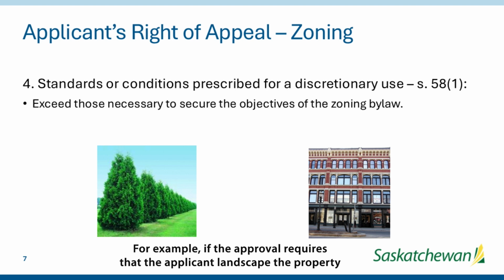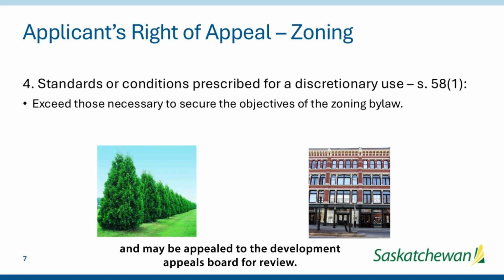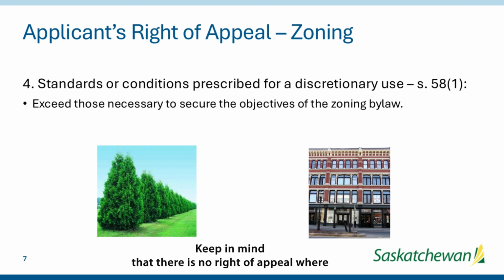For example, if the approval requires that the applicant landscape the property a certain way or meet architectural requirements not outlined in the zoning bylaw, that may be considered excessive and may be appealed to the Development Appeals Board for review. Keep in mind that there is no right of appeal where council or the development officer has denied the discretionary use application, since that would be a land use matter.